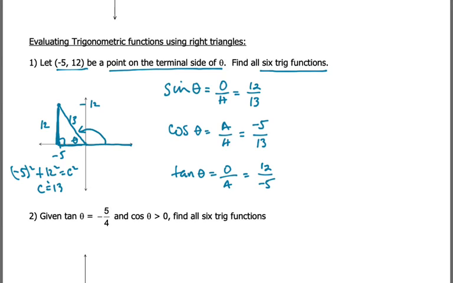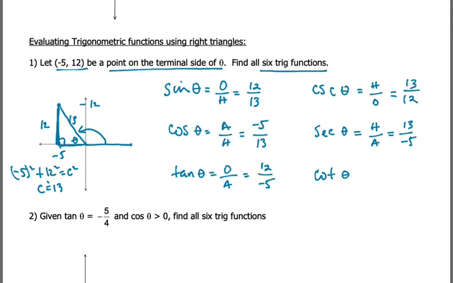And then we've got the reciprocals. Cosecant theta is the reciprocal of sine, so it's going to be hypotenuse over opposite, and it will be 13 over 12. Secant theta is a reciprocal of cosine, so it's going to be hypotenuse over adjacent, so it's going to be 13 over negative 5. And then cotangent is the reciprocal of tangent, so it's going to be adjacent over opposite, so it's going to be negative 5 over 12.